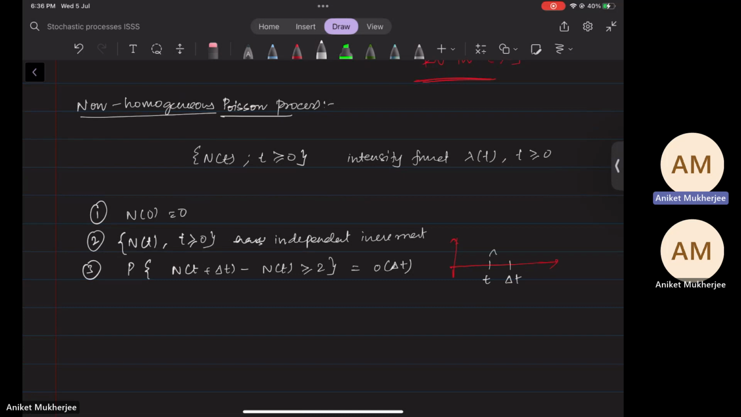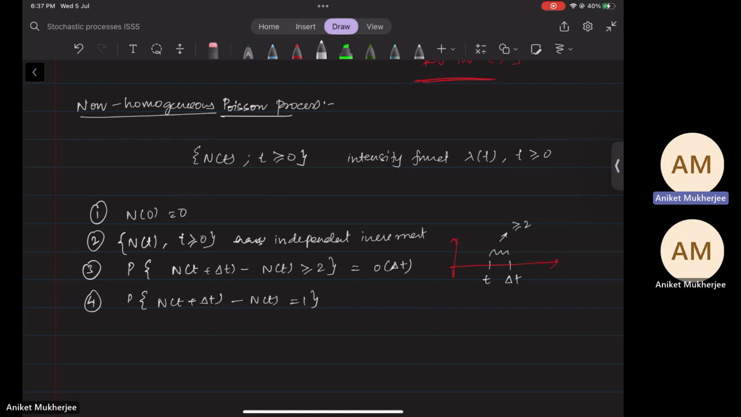So the number of events happening in this interval, the probability that two or more events occur in this interval is of the order of the increment. But now you can't say that N(t + Δt) − N(t) has the same distribution as N(Δt), because at each and every time instant the intensity function changes. So you have a Poisson distribution with λ(t) as the intensity function.